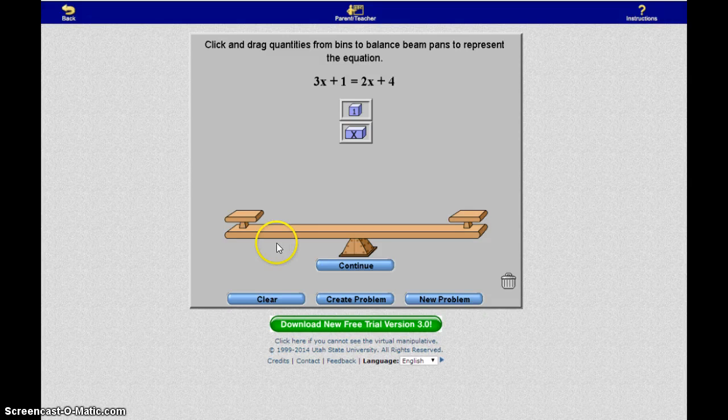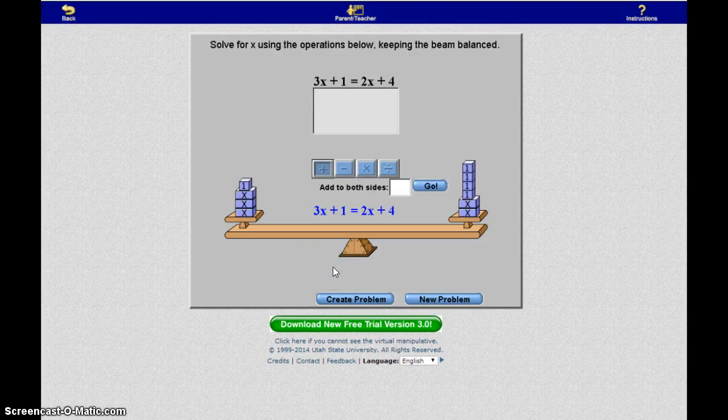So I'm going to go ahead and set up my equation. Okay, now that I have my equation set up, I can go ahead and check it. It went through, and now I can start doing my math. So I see that I can subtract 1 from both sides.